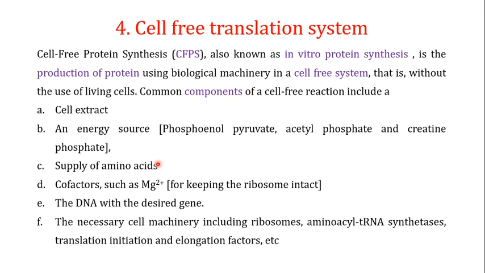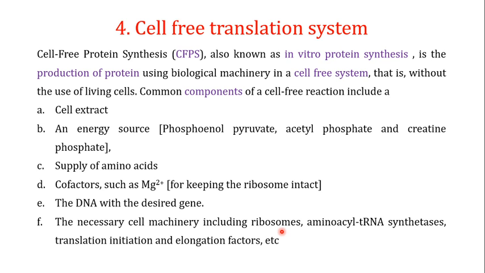You need a supply of the amino acids because these will be used for the synthesis of your desired protein. You need cofactors like magnesium, which is very important for keeping the ribosome intact. You need the DNA with the desired gene, and the necessary cell machinery that includes the ribosome, the amino acid transfer RNA synthetases, the translation initiation, and the elongation factors, etc.